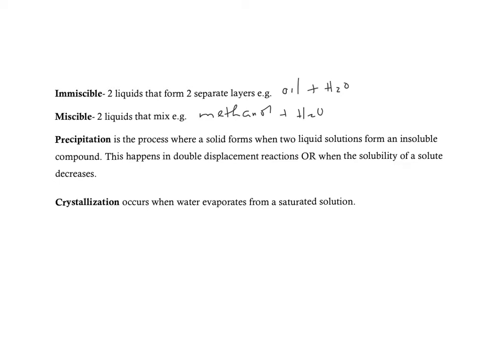Precipitation is the process where a solid forms when two liquid solutions form an insoluble compound. This happens in double displacement reactions or when the solubility of a solute decreases. So you cool it off and it's disturbed. Crystallization occurs when water evaporates from a saturated solution. So if you have a beaker, let's say, of copper(II) sulfate crystals dissolved in water, if that solution is allowed to evaporate, you'll be left with blue crystals on the inside of your beaker, and that is the copper(II) sulfate that you dissolved.